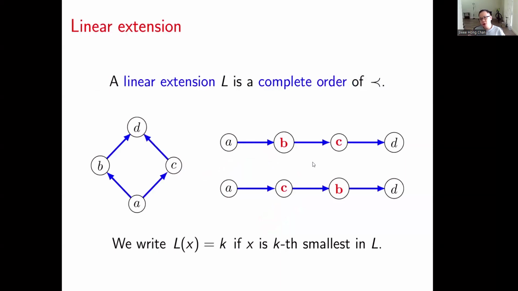And the topic of coset that we want to study is the linear extension, which you can view as a completion of the partial order on the coset. For example, for our 4-element coset here, there are two possible linear extensions. Either A less than B less than C less than D, or A less than C less than B less than D. Okay? And we will write L(x) equal to k. This means that our element x in the coset is the k-th smallest element in the total order given by the linear extension L. That will be our notation.